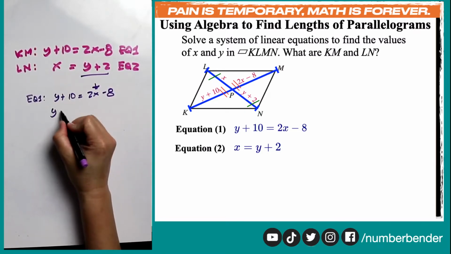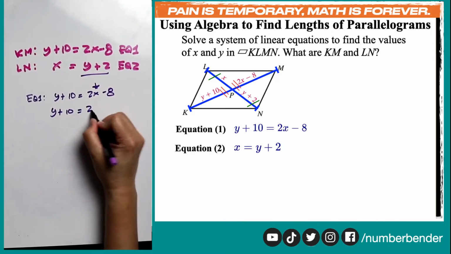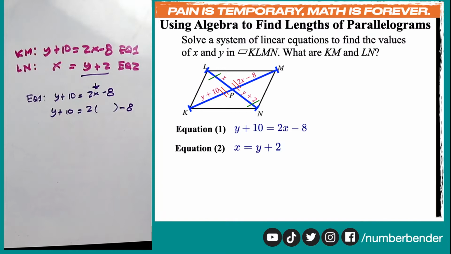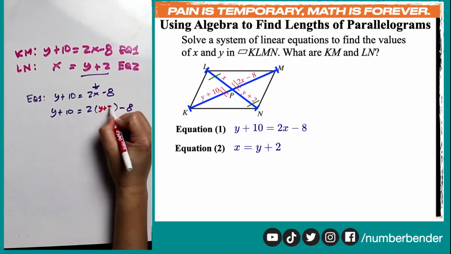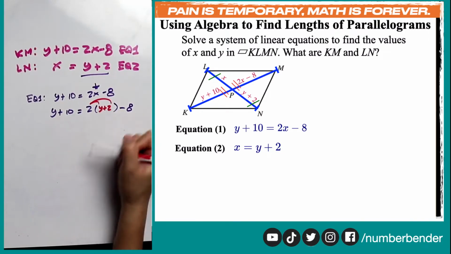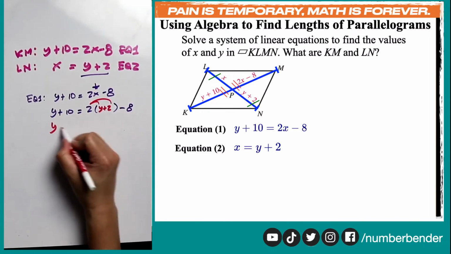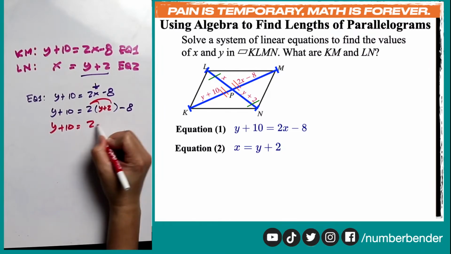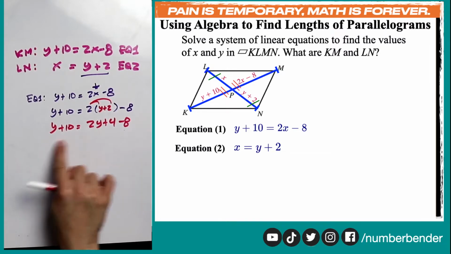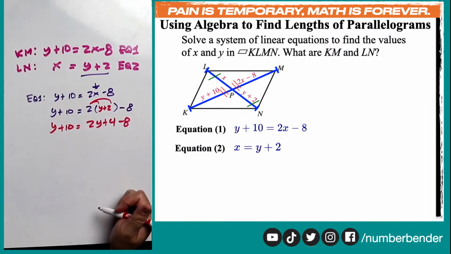So my new equation is y plus 10 equal to 2 times something minus 8, and that something is y plus 2. By simplifying my equation, I can distribute the 2 to the parentheses, and I have y plus 10 equals 2y plus 4 minus 8. And now that I only have one variable to work with, I know that by further simplifying this, I'll be able to solve for the value of y.